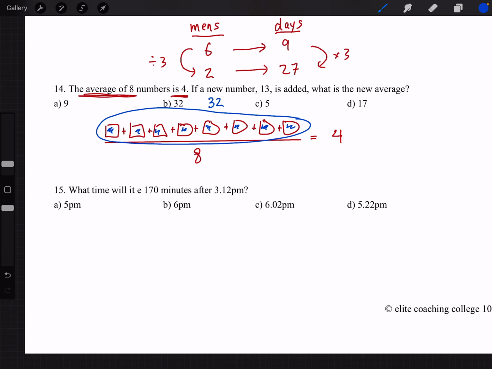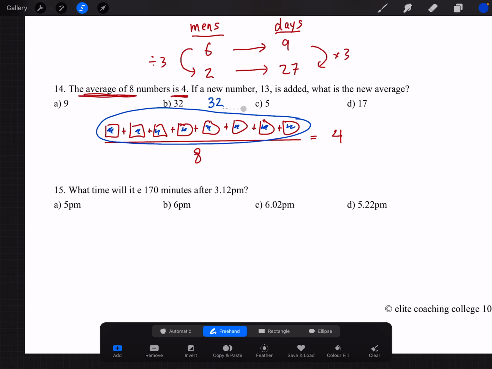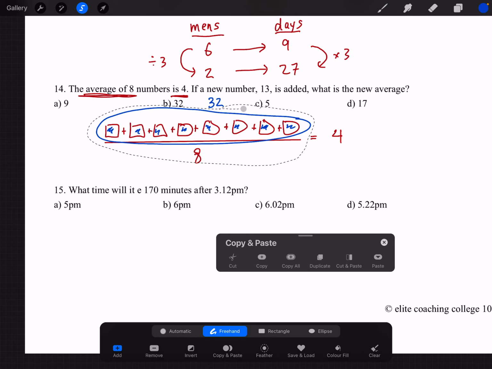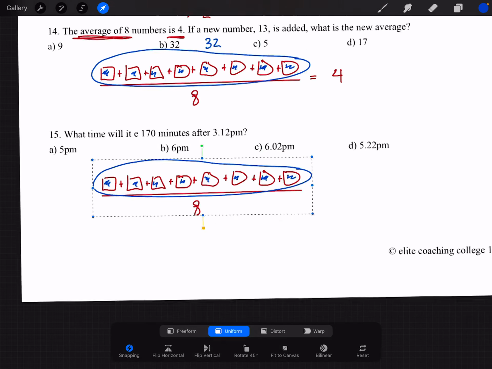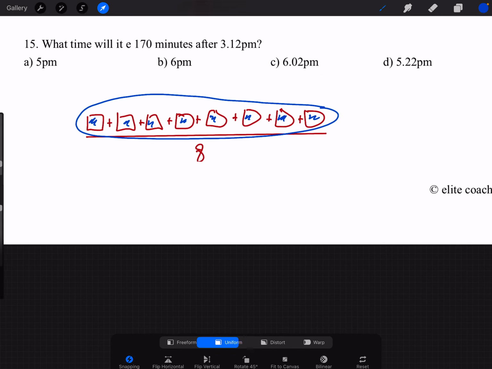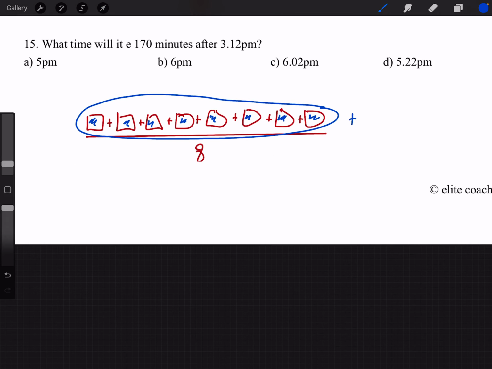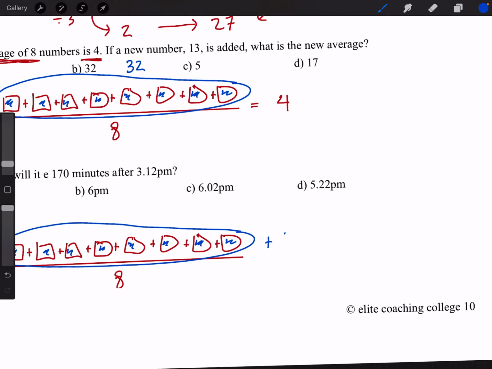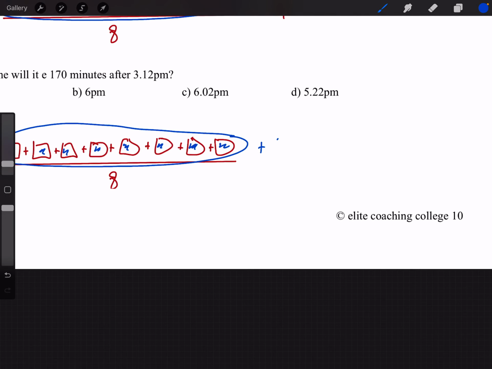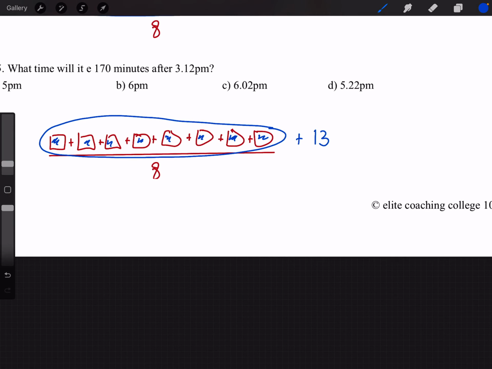Okay, so now imagine there's these 8 numbers. Let me just select this, duplicate it and then bring it down here. Imagine there's 8 numbers. So now we have a 9th number. Actually, what's it asking for? What is the new average? Oh, the 9th number is given to us as 13. Now, imagine we have 9 numbers, and they say, what's the average of these 9 numbers?